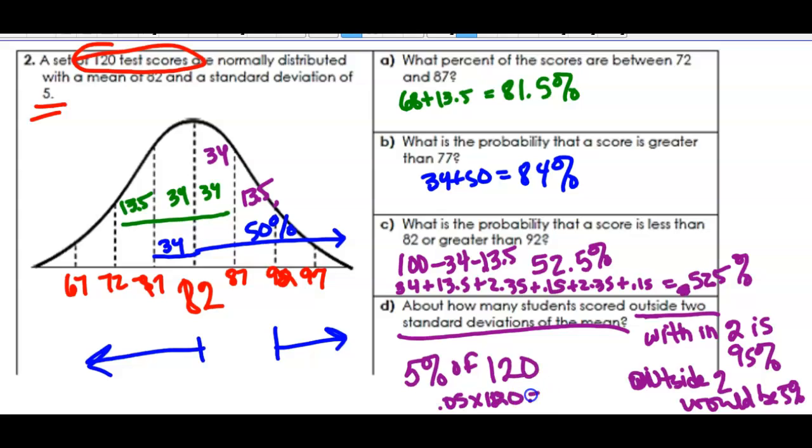Oh, I can't write today. Six people scored further out than 2 standard deviations. Okay, the other 114 people all fell within 2 standard deviations.